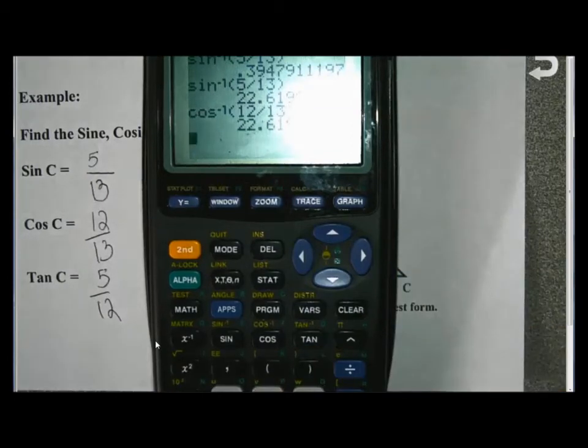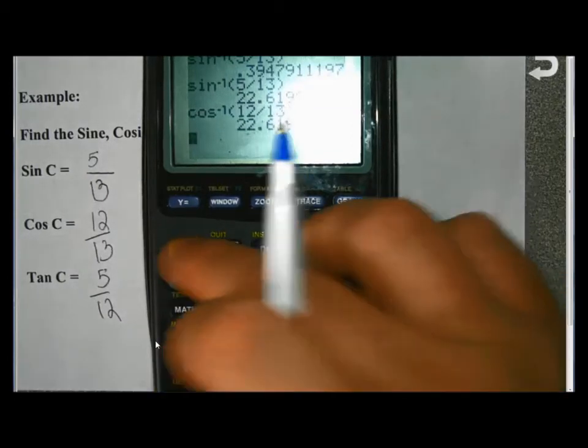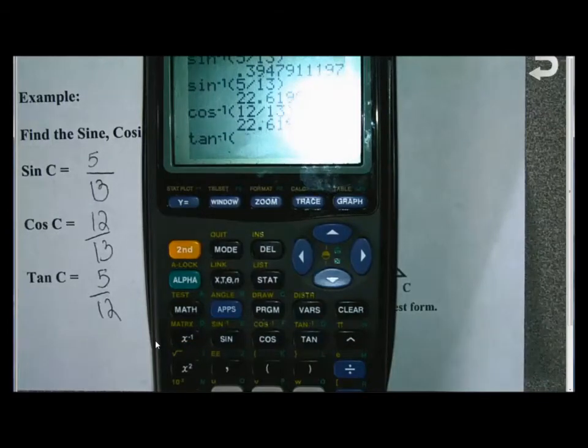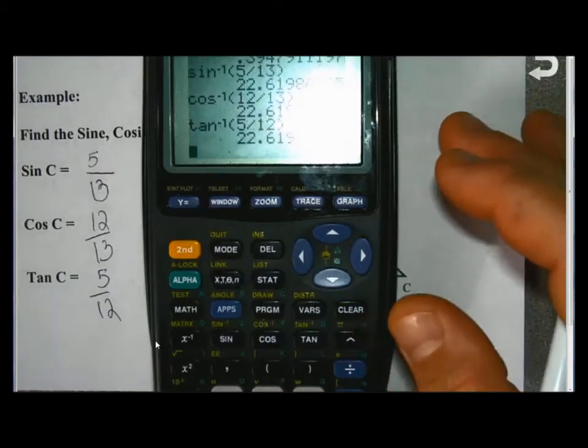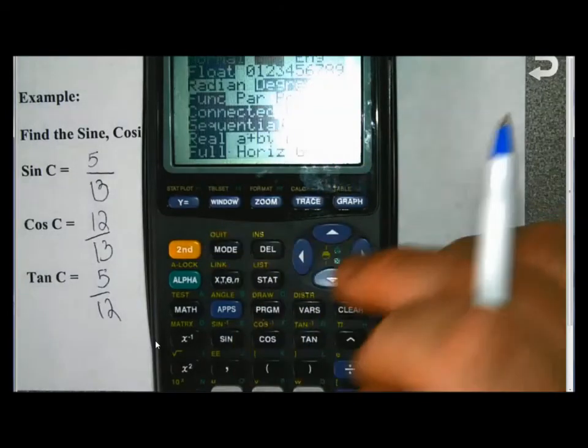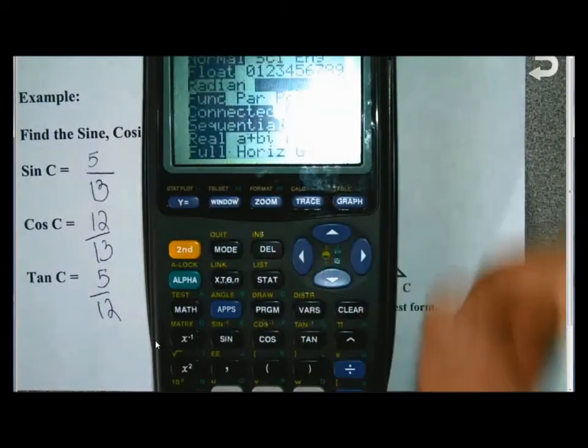Did I get the same answer? Yeah. Let's check the tangent. Second tangent, what fraction's going in there? 5 over 12. Hit enter. I got the same. Again, double check your mode. It has to be in degrees.